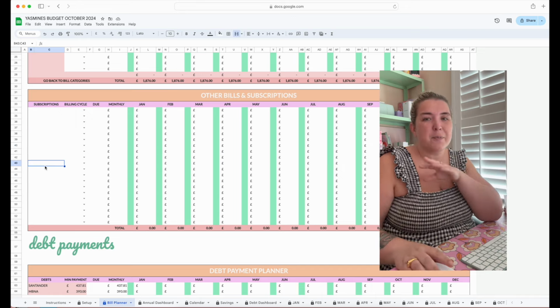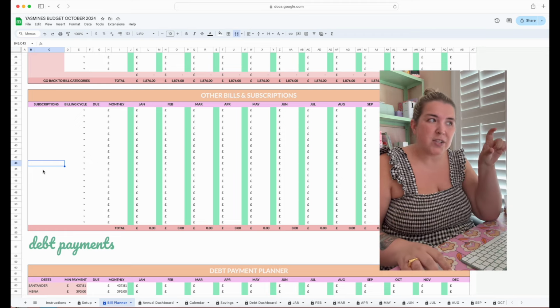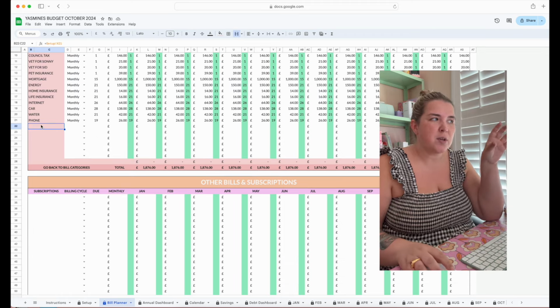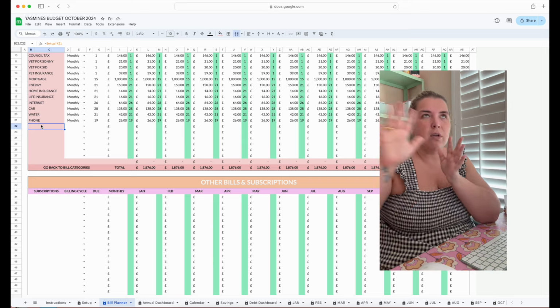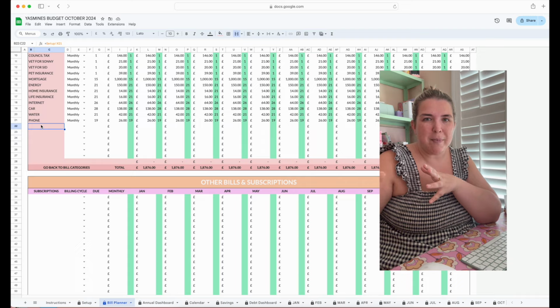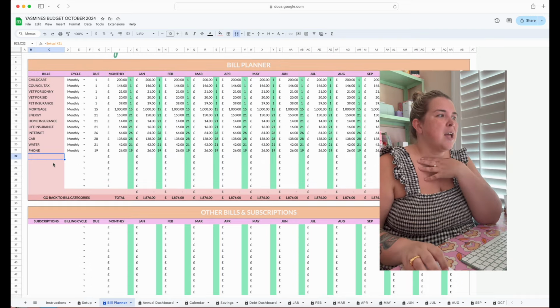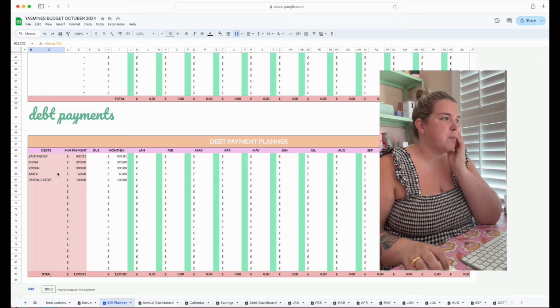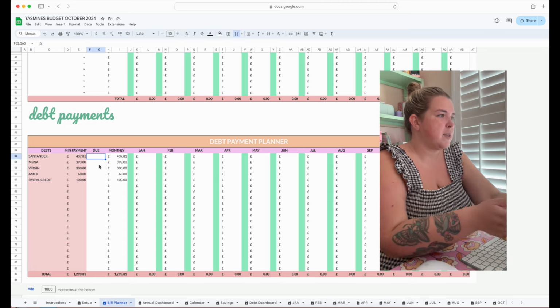This is just for people who have got tons of subscriptions. You can put them all in one place, and then whatever that total is, you can just put under one line here as subscriptions, because otherwise it just makes all of the other things really super messy. So I think it's better to manage the subscriptions in one place and then just do a subtotal.